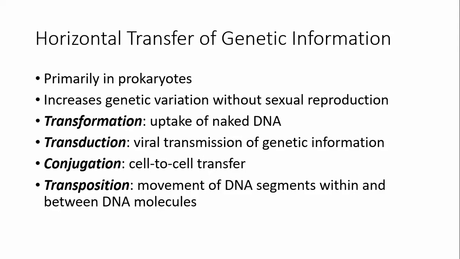There are four major mechanisms by which this happens. We're going to focus most on one of them, but basically, transformation is when these prokaryotes take up just naked DNA from their surroundings. It doesn't happen under all circumstances. Transduction is when a virus transmits genetic information because viral DNA gets inserted into the host DNA. Conjugation is transfer of small packets of DNA from cell to cell. And transposition, you can think of it like a jumping bean sort of gene or section of DNA. It moves and jumps around between different segments of a chromosome or even between different chromosomes.